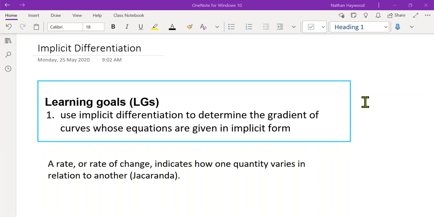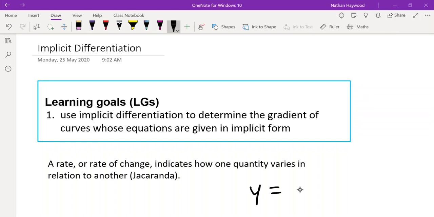Do you guys know what implicit means? Not direct. That sounds like a good definition. Not direct. In the past, we've looked at an equation. Usually your equation is like y equals something, and it's very explicit how to differentiate it. Good. So now we're doing implicit differentiation.